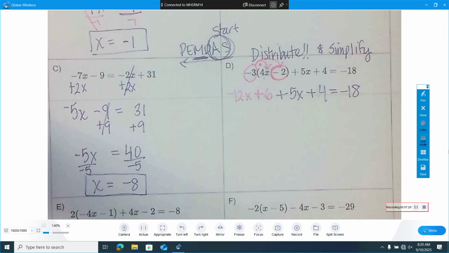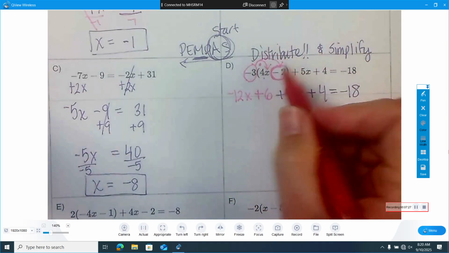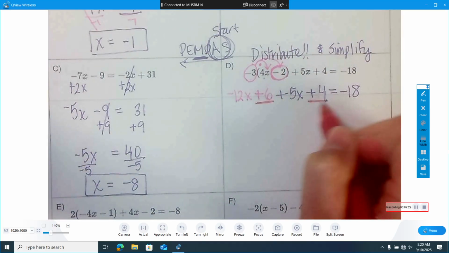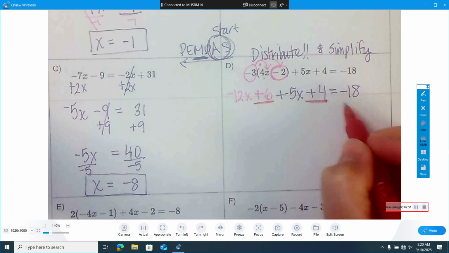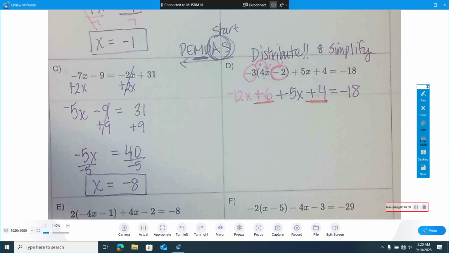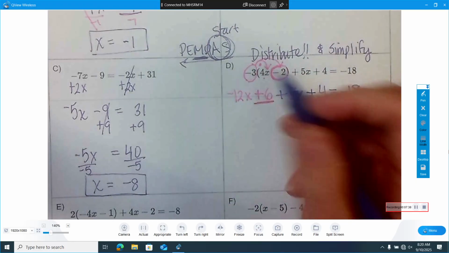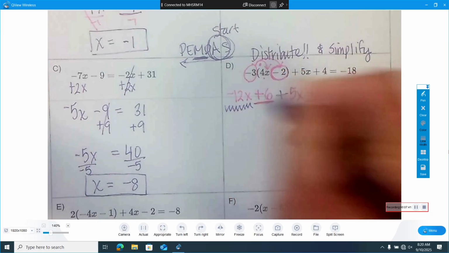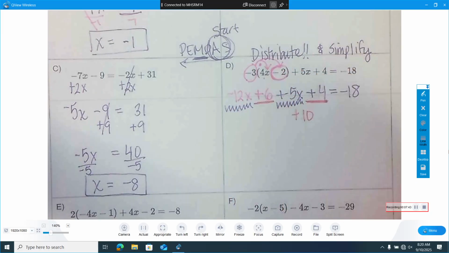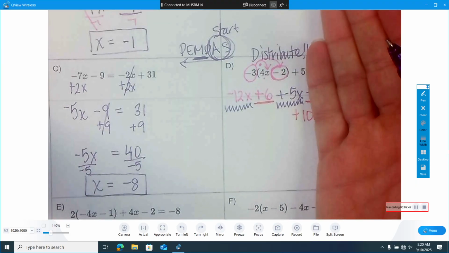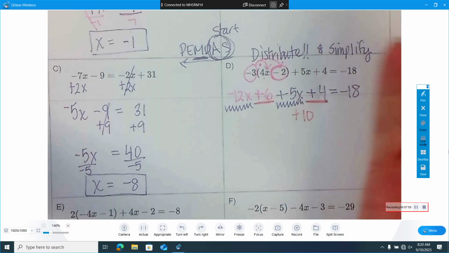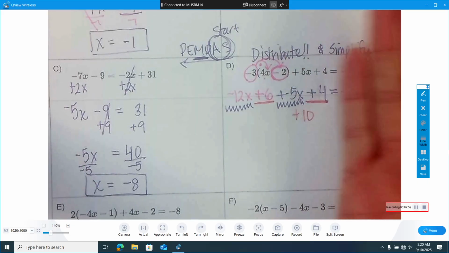And now we need to combine like terms. Okay, we can combine the 6 and 4. They are both constants. A constant is just a plain old number. Positive 6 and positive 4 gives me what? 10. All right, I'm going to put a positive 10. And I also have a negative 12x and a positive 5x. Negative 7x.